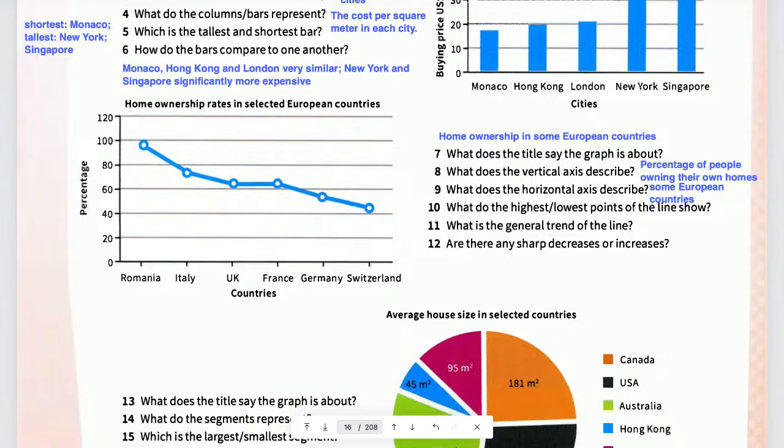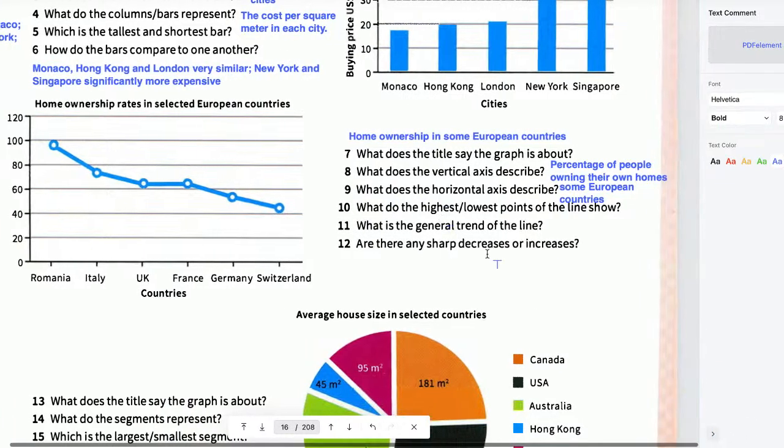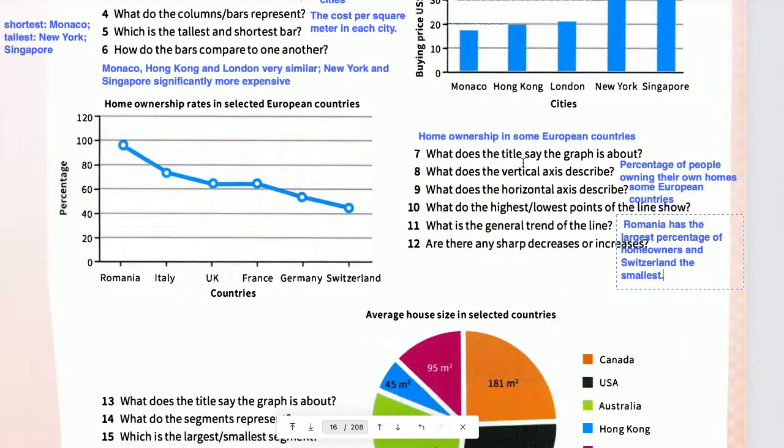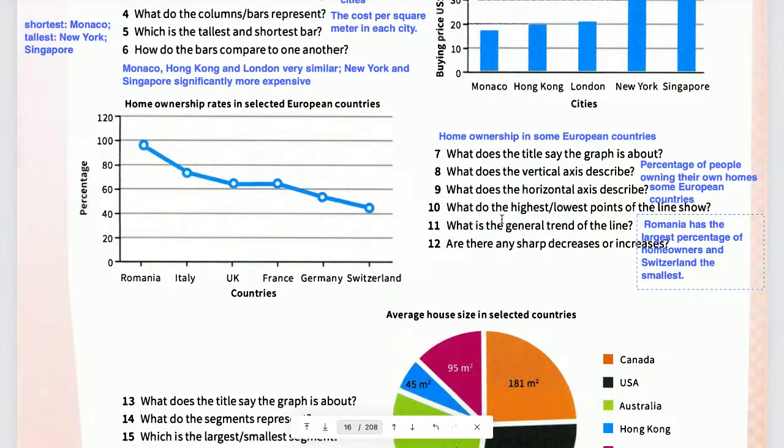So you can see that. Okay, this one the answer is quite long, because here they ask what do the highest or lowest points of the line show. So we have the highest point, that is Romania, right? But you cannot just say the percentage of Romania. This is the percentage of what? Of homeowners in Romania.